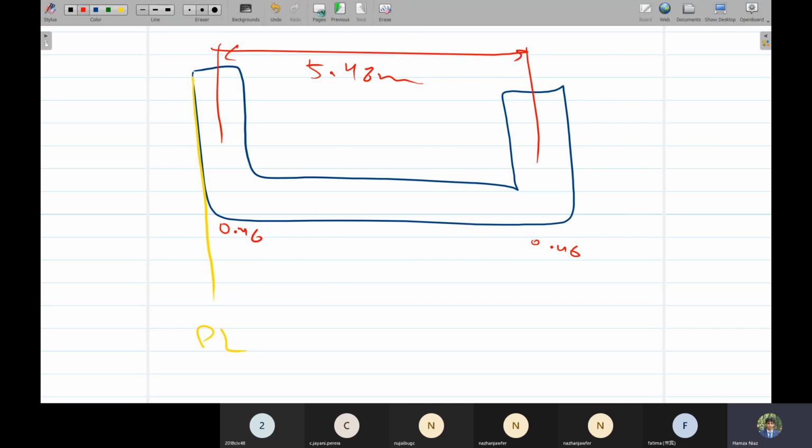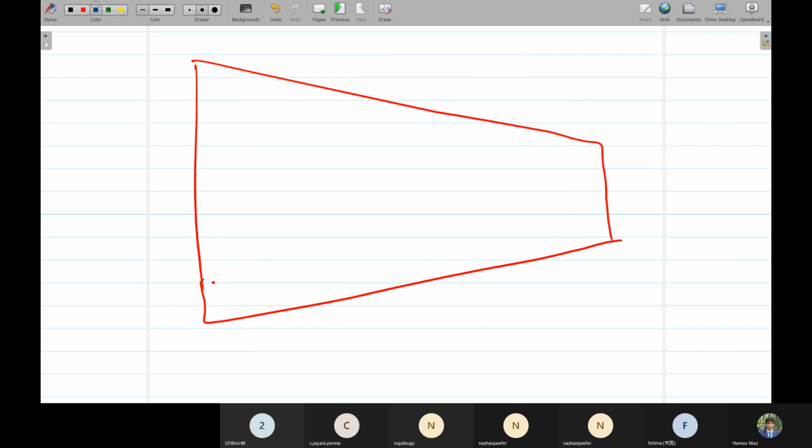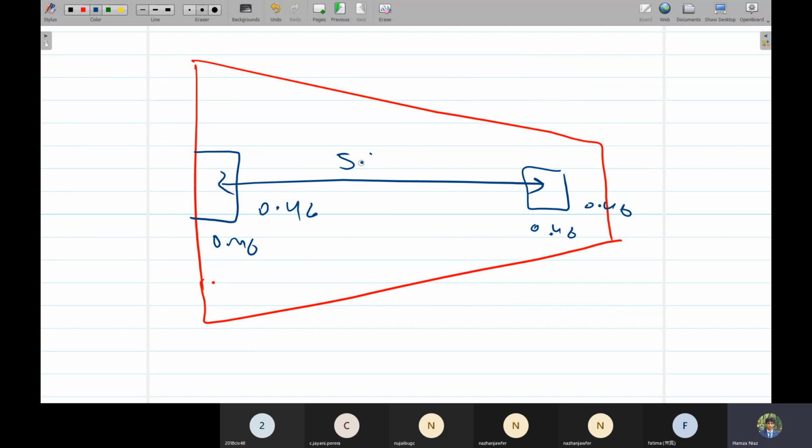So if we draw its plan, it would be something like this. We are considering this as a trapezoidal footing. This is at the bottom. This is something in the middle. 0.46, 0.46. The distance between them is 5.48 meters. This distance would be from the edge of the property line: 0.46 divided by 2, that is 0.23. So first, again, the same thing.